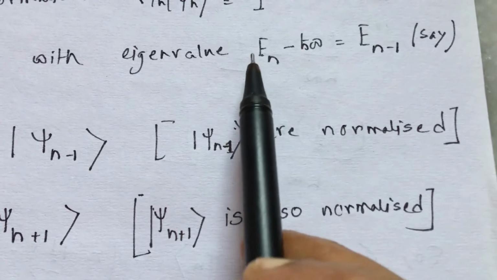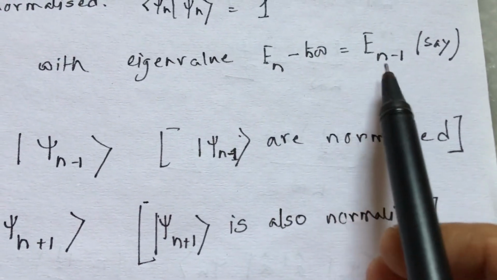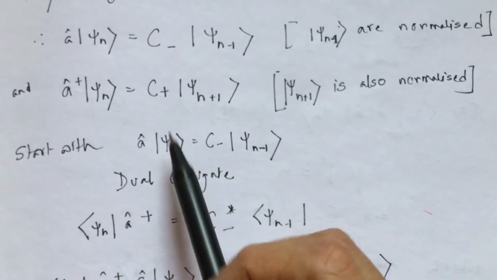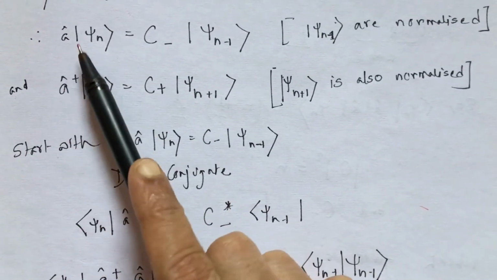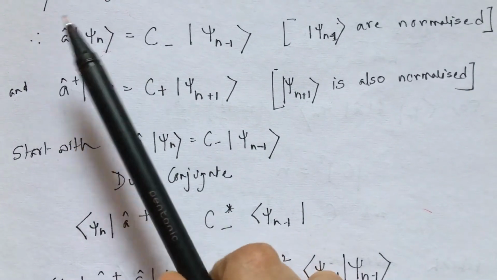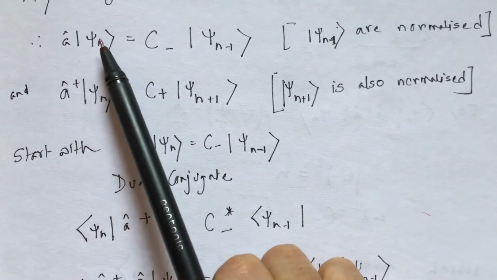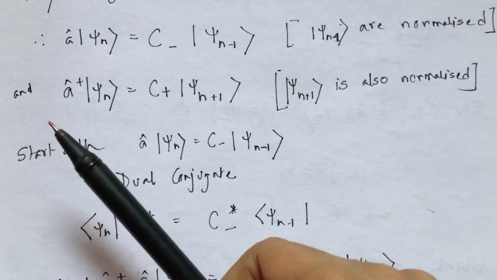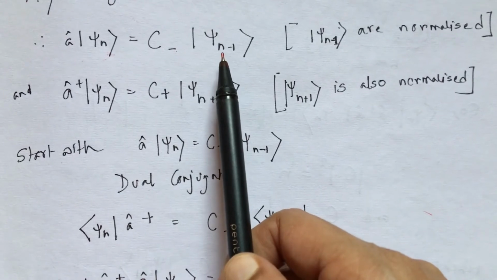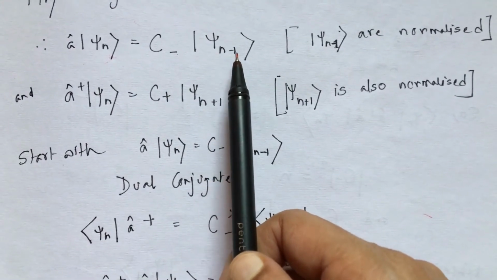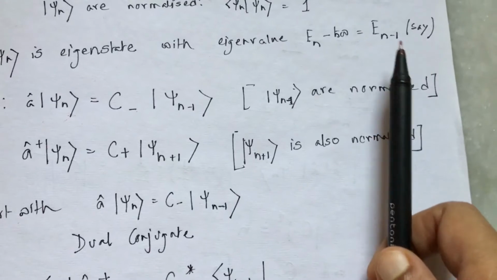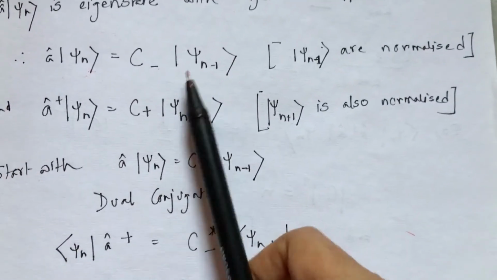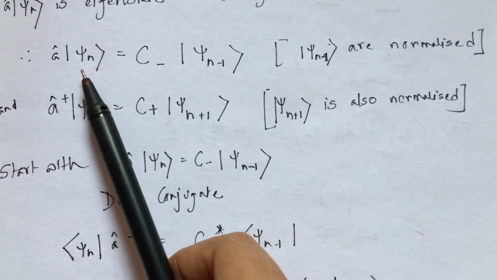Now we write this En minus ħω as En minus 1, for example. So here I can write that A operating on psi n gives me this constant C minus, and now my energy eigenstate is psi n minus 1, because for n minus 1 the energy eigenvalue is En minus 1. These states are also normalized like psi n's.